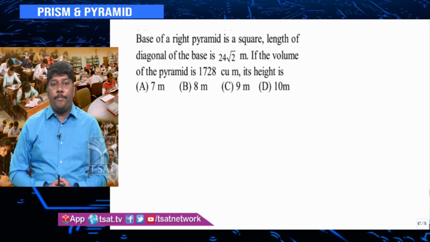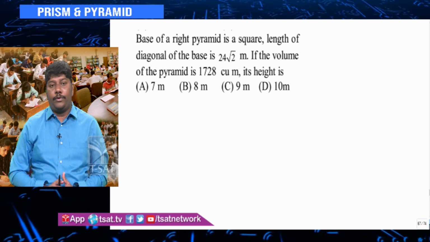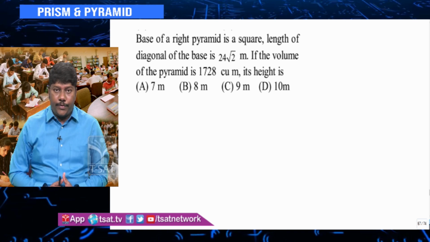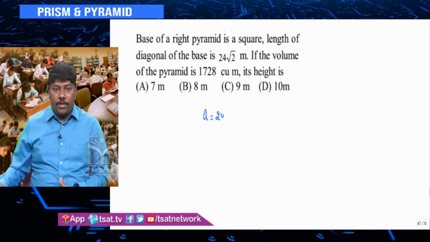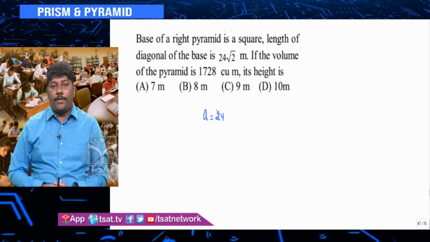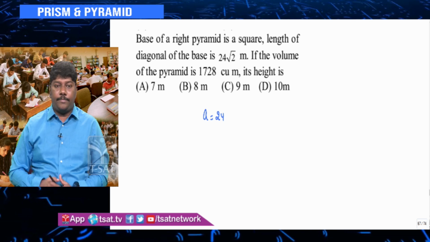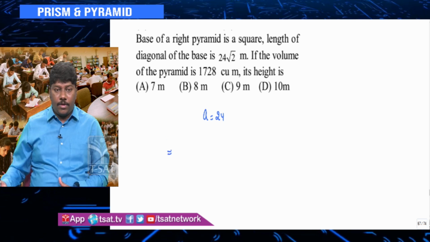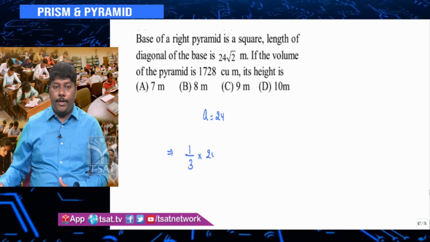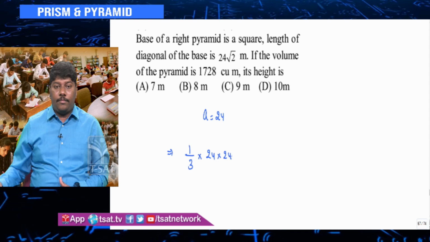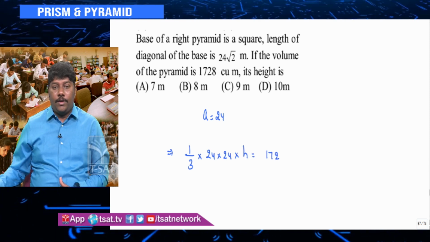See this sum. The base of a right pyramid is a square. The length of the diagonal of the base is 24√2. The square diagonal is 24√2, which means the side of the square is 24. The volume of the pyramid is 1728 cubic meter; find its height. We all know volume is 1/3 of base area, 24 into 24, into height, equal to 1728.